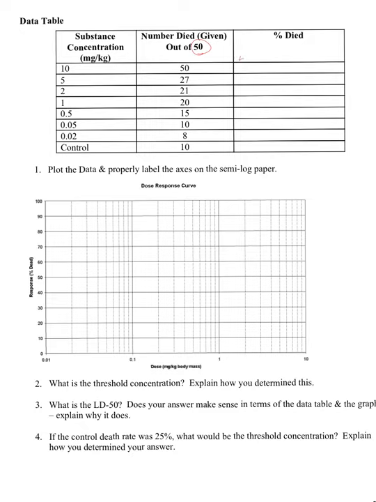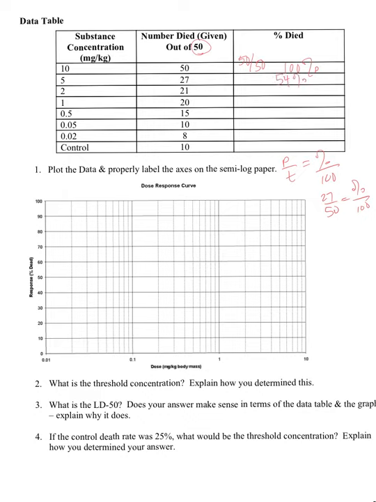So if 50 out of 50 died, all of them died, so that is 100%. So again, I'm using my setup. Part over total is percent over 100. It always goes back to percent. It's so great. So 27 out of 50 is percent over 100. And what does that end up being? If you cross multiply and solve, 54%.